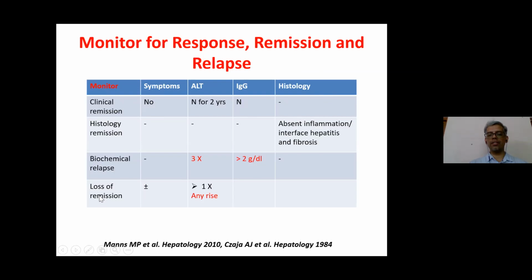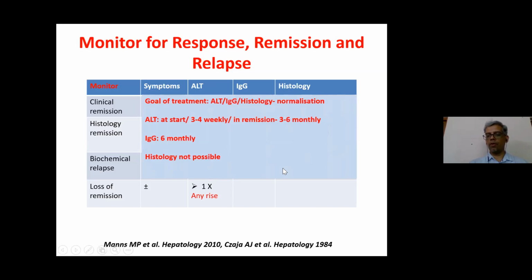Loss of remission means that the ALT has started to rise. There may be multiple causes, which we'll talk about. Biochemical relapse is defined as more than a 3 times rise of ALT and elevated IgG levels in the range of more than 2 grams per deciliter. So my goal of treatment in autoimmune hepatitis is to normalize the symptoms, the ALT, the IgG, and the histology, once you've achieved a remission in such patients.